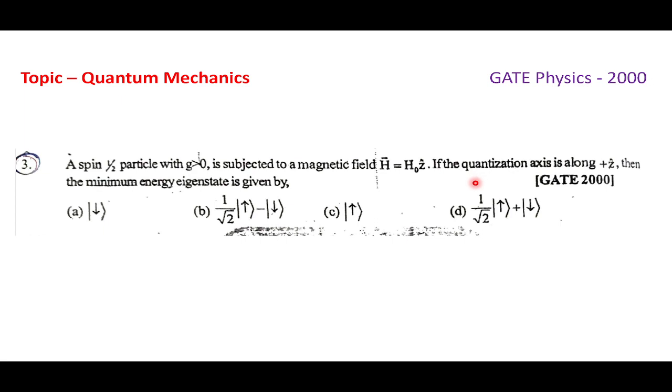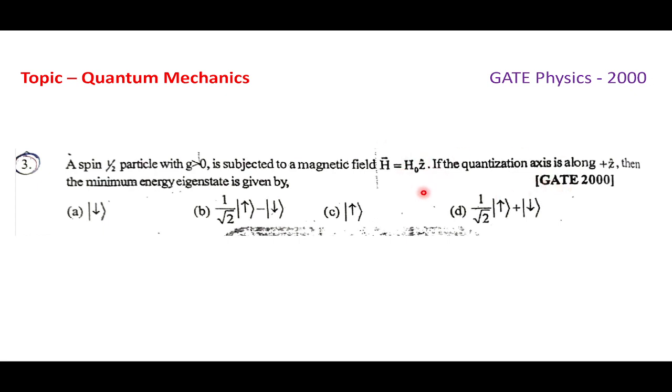If the quantization axis is along the plus z cap axis, then the minimum energy eigenstate will be, first option, downspin state. Second option, 1 by root 2 times upspin minus downspin. Third option, upspin. And the last option, 1 by root 2 times upspin plus downspin. So you have to find the minimum energy eigenstate for this system.